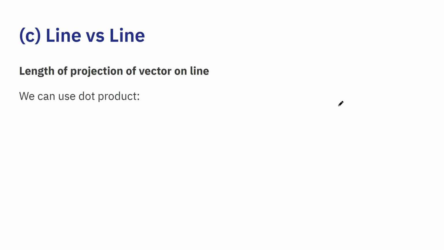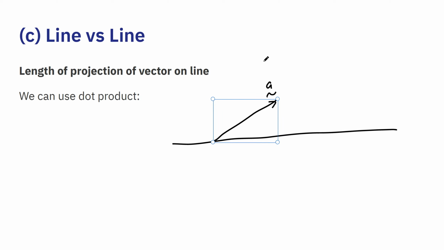Okay, so next we're going to talk about the length of projection of a vector on a line. The length of projection is kind of like a shadow. So say we have this vector A over here, and we have a line here. You can think of it as a light shining from the top. The length of projection, if you draw the perpendicular here, this is the length of projection.